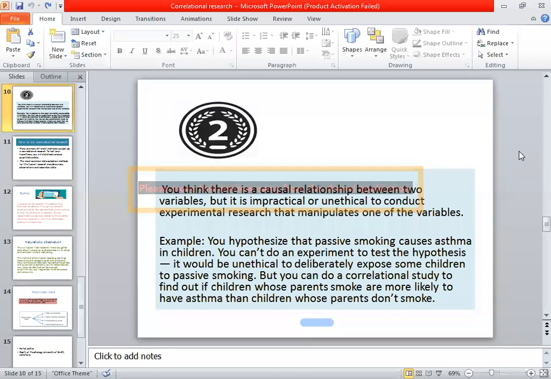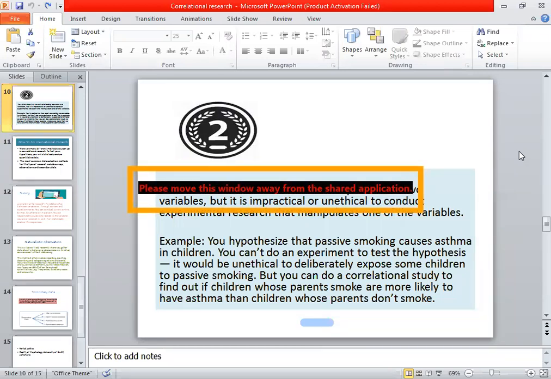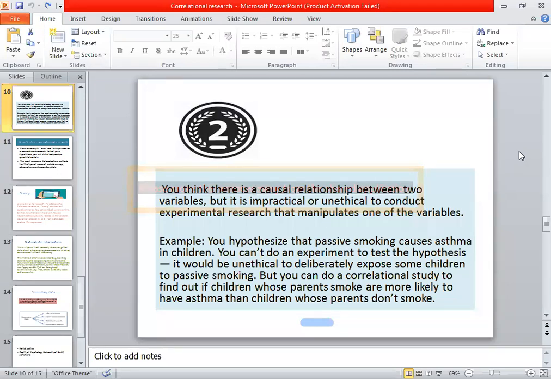In a second option, what happens when we think that there is a correlational relationship? There is a cause and effect relationship between variables, but it is impractical or unethical to conduct experimental researches. For example, sometimes, due to ethical standards or ethical responsibilities or obligations on the researchers, they cannot conduct cause and effect relationship studies. We cannot conduct experimental researches. That's why at that time we try to conduct correlational researches.